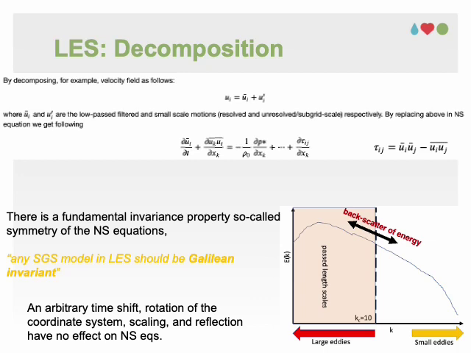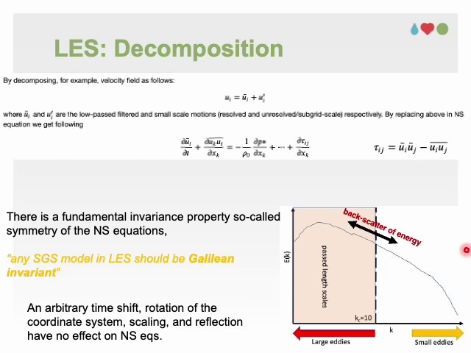By applying the Large Eddy Simulation decomposition into the Navier-Stokes equations, the LES equations are obtained that contain the subgrid scale stress tensor. This tensor is an important quantity to capture the effects of small-scale turbulent motions on the resolved scales of motion. The SGS stress tensor is typically represented for the velocity field by this relation.